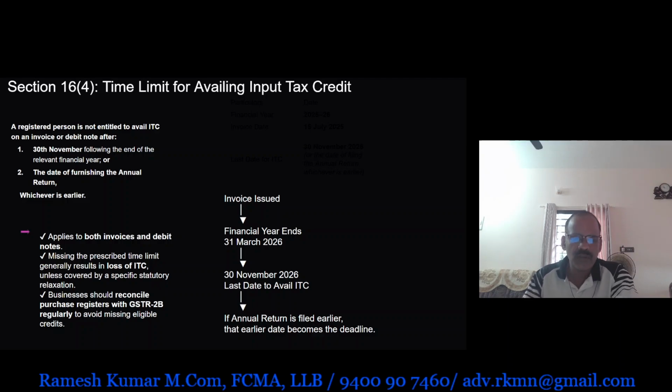Therefore, businesses should handle and reconcile their purchases together with their entries in GSTR 2B every month and never postpone ITC verification until the end of the year. That means the delayed reconciliation often results in permanent loss of credit. I underline that. This is a warning.